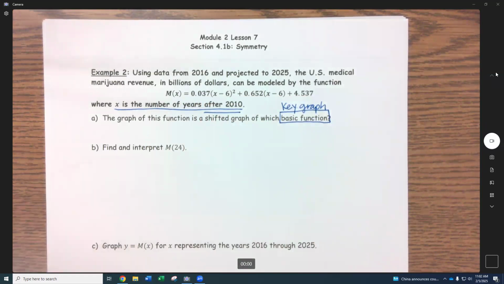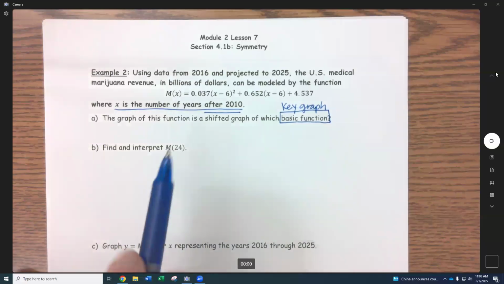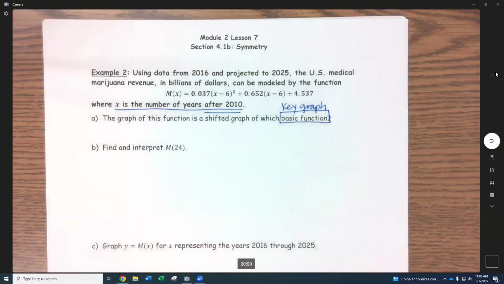I want you to pause the video and take a minute to figure out, and that's on page 72 and 73 in your spiral. Take a minute to figure out if you can tell me which key graph or basic function this one is if it hadn't been shifted.